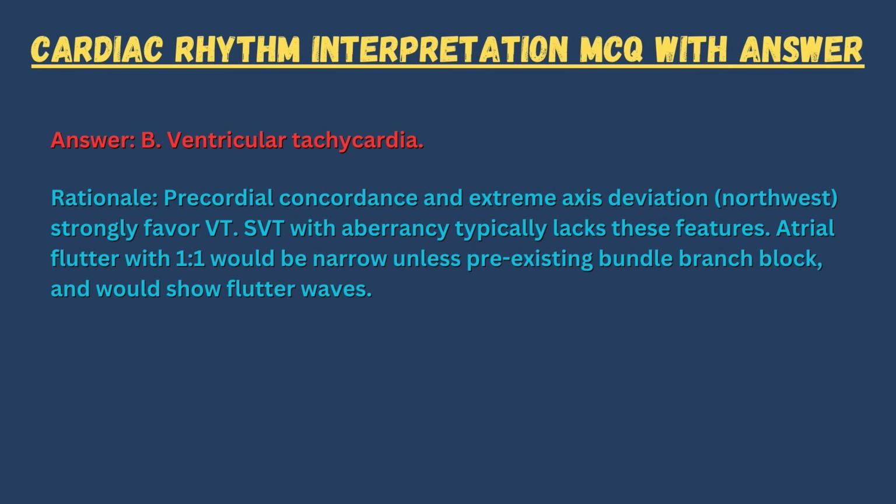Answer: B. Ventricular tachycardia. Rationale: precordial concordance and extreme axis deviation northwest strongly favor VT. SVT with aberrancy typically lacks these features. Atrial flutter with 1:1 would be narrow unless pre-existing bundle branch block and would show flutter waves.